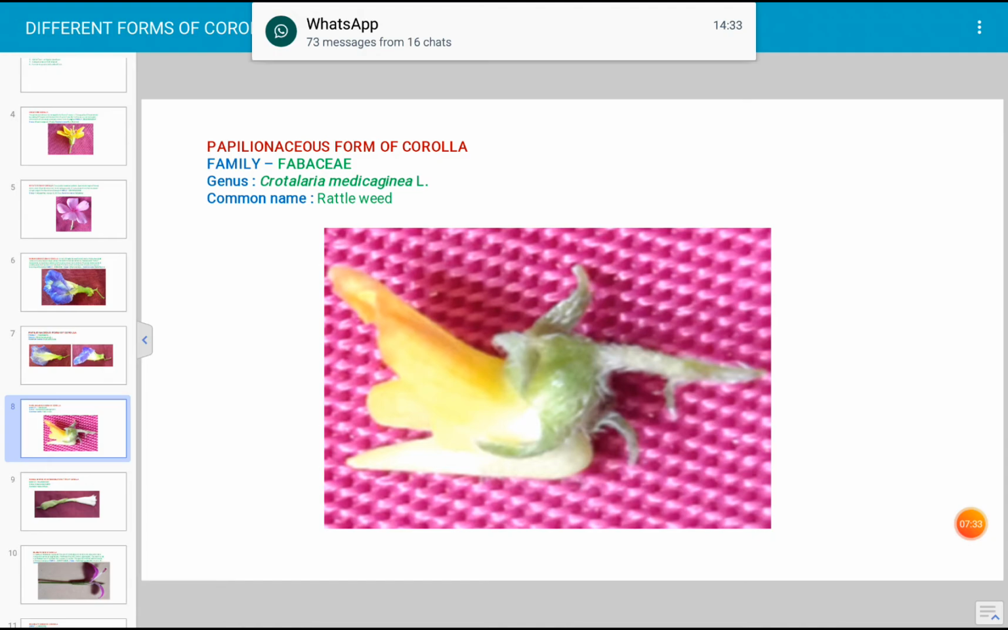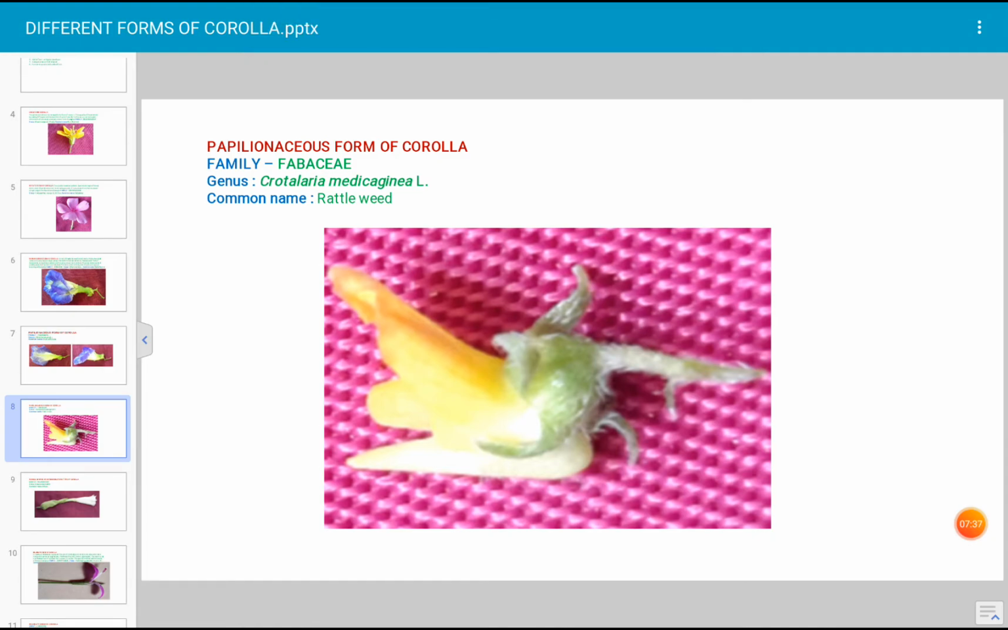The common name of this plant is rattleweed, and this is the form of corolla. Its botanical name is Crotalaria medicaginea. Okay. This is also a Papilionaceous form of corolla.